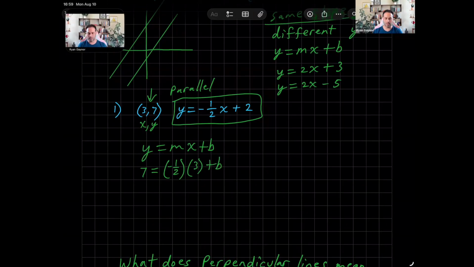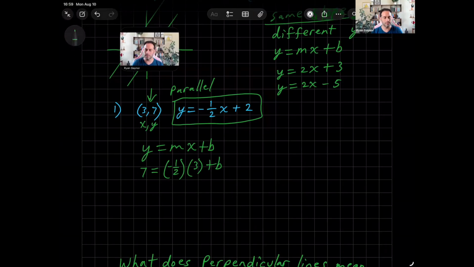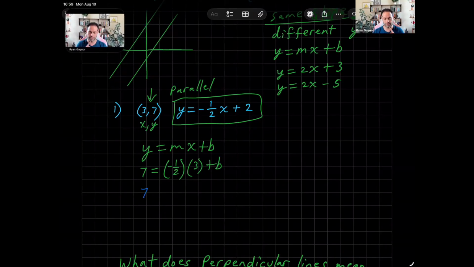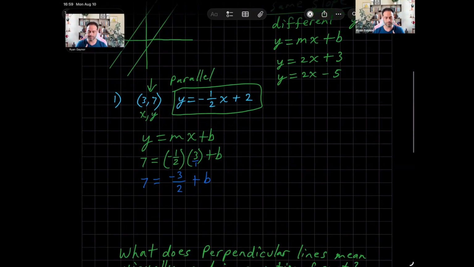Okay, so now we have 7 equals negative 1/2 times 3. I just do top times top, bottom times bottom. So I get negative 3 over 2, right? Because this is really 3 over 1, because 3 divided by 1 is still 3. So I did negative 1 times 3, that's negative 3, and then I did 2 times 1, and that is 2. Okay, and now we have plus b.